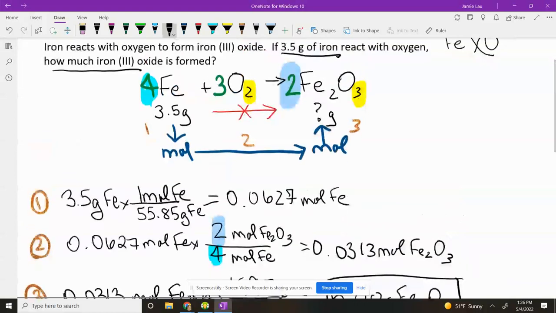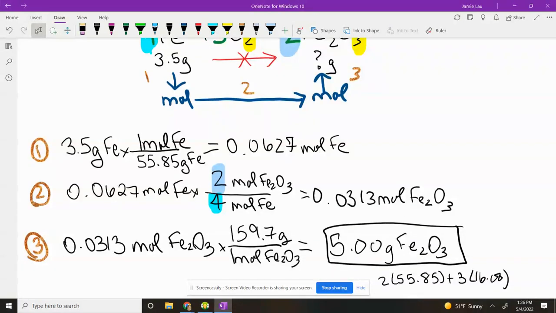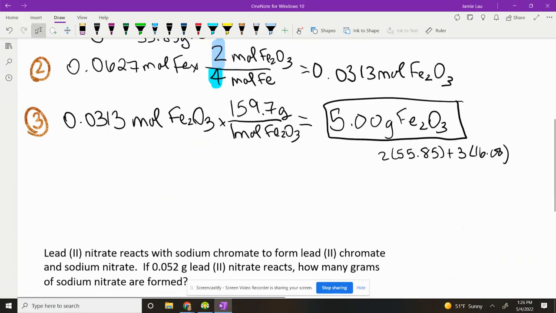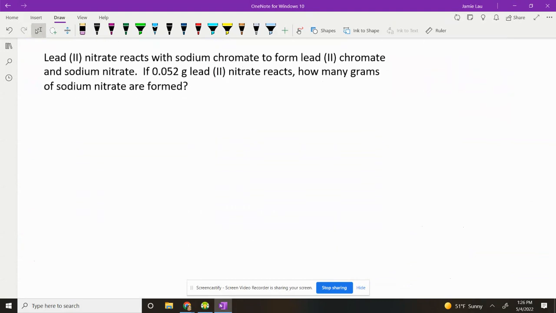So when the question was asking if 3.5 grams of iron react with oxygen, how much iron 3 oxide is formed? Through these 3 steps, we can see that 5 grams of iron 3 oxide are being formed. All right, let's take that same process and apply it to this question now.